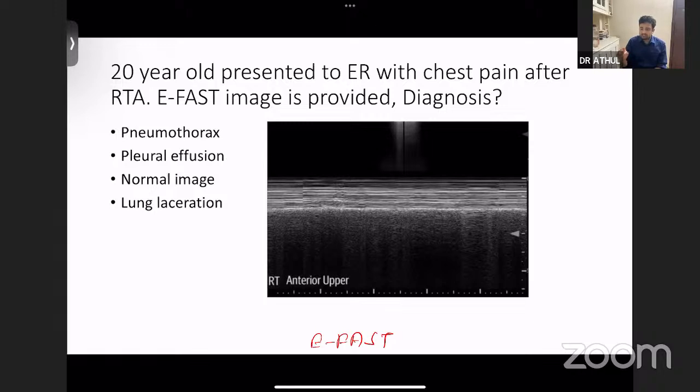Ultrasound chest images are very, very important because they are routinely done nowadays, so you should be very thorough with this. Is this pneumothorax? Is this pleural effusion? Is this a normal image or lung laceration? You should identify the sign.